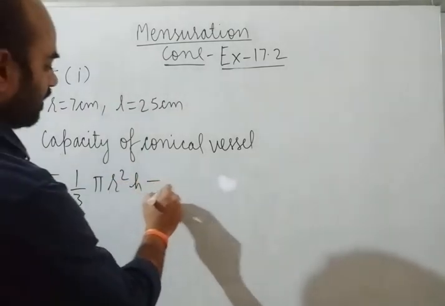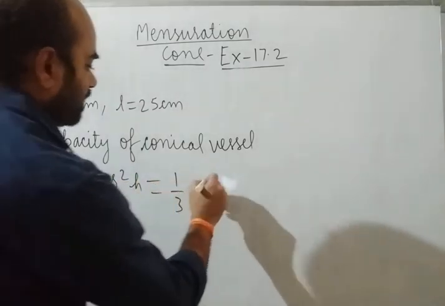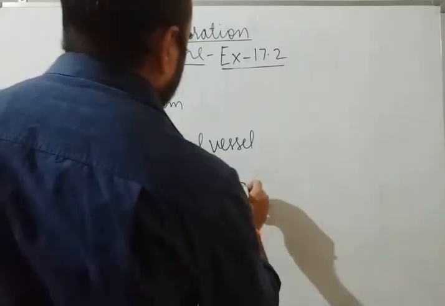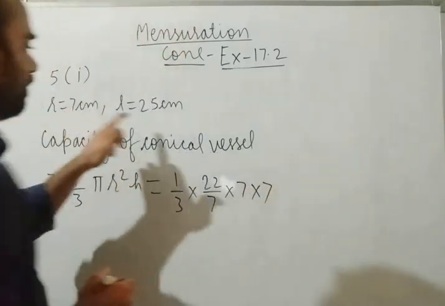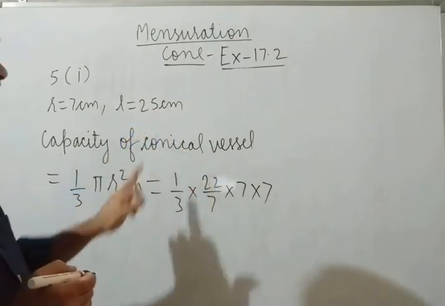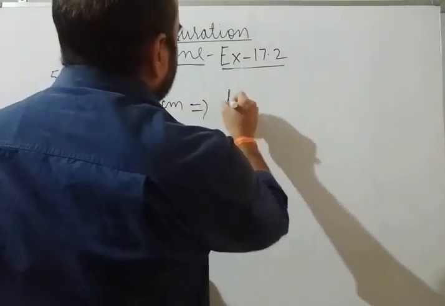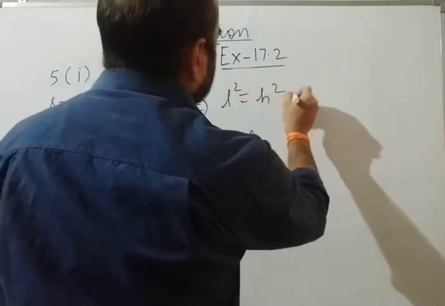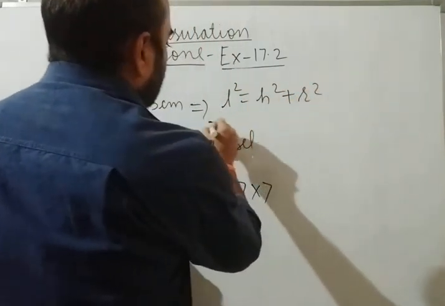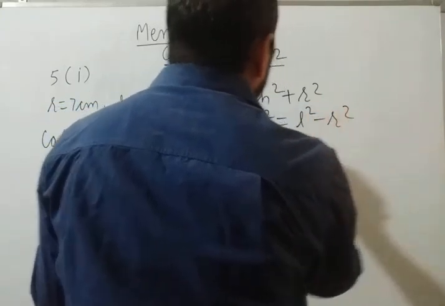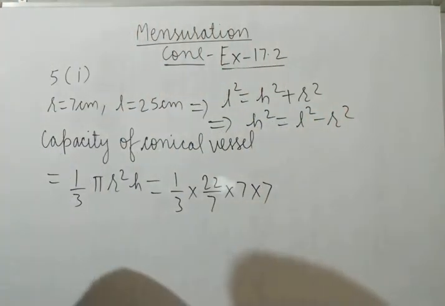So 1 upon 3 pi r square h. Substitute the value. Pi is 22 by 7. R is 7, no problem, r square. But here what is the problem? Here L is given and we want h. So how to calculate h? We know L square is equal to h square plus r square. Therefore h square will be L square minus r square. Correct?